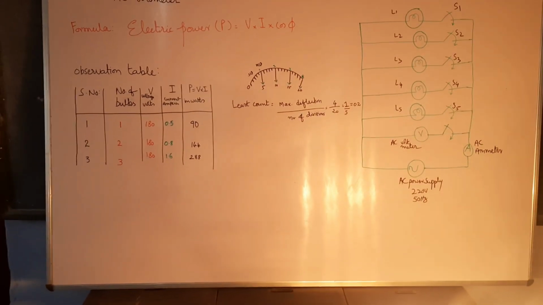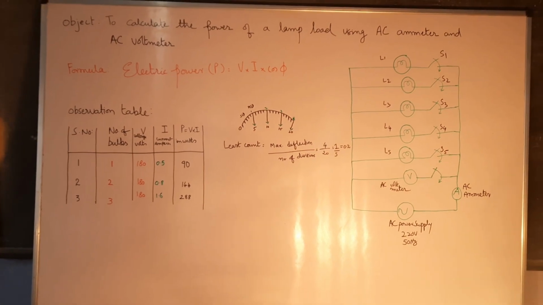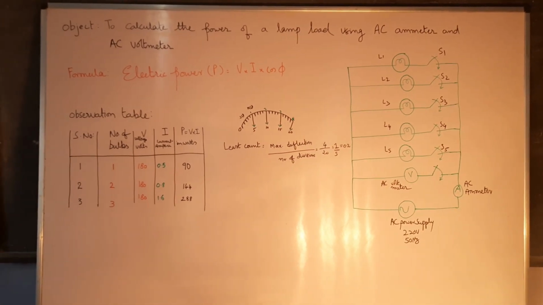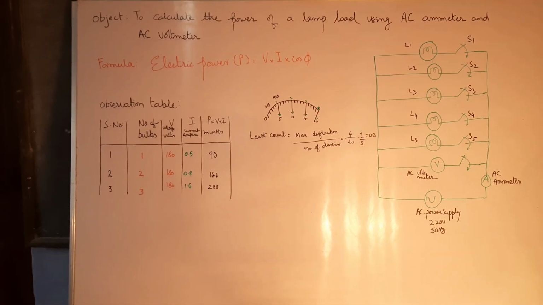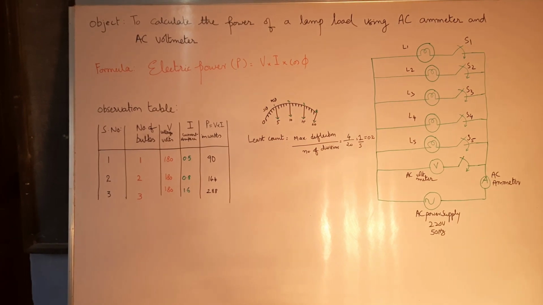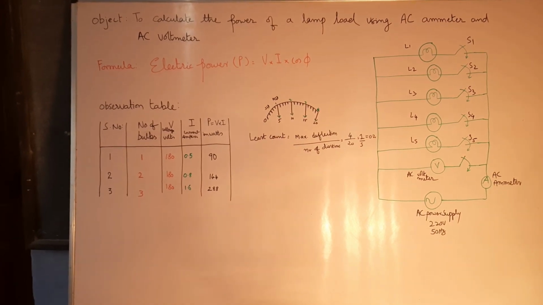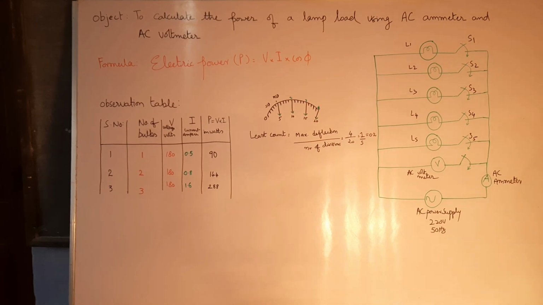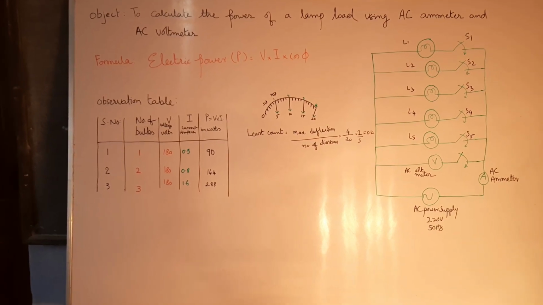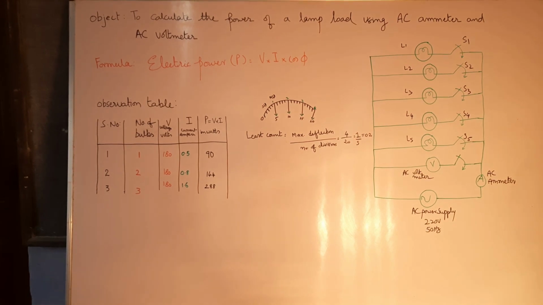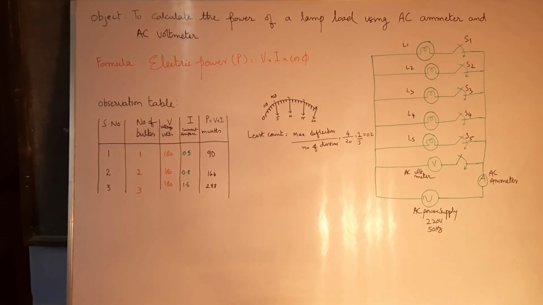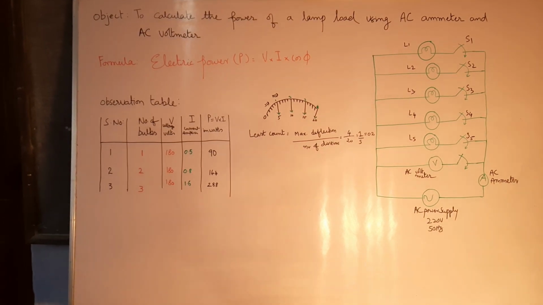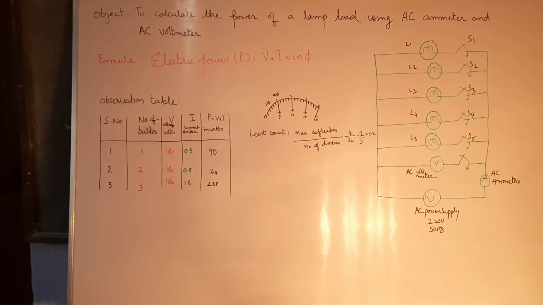In front of you, you are seeing the table where we have marked the values. In the first column you are seeing the number of bulbs, in the second the voltage noted, and in the third the current flowing corresponding to that reading, and finally power. So we have taken 3 sets of readings where we are using 1 bulb, 2 bulbs and 3 bulbs. So when you increase the number of bulbs, the value of voltage will remain almost constant, but the value of current will gradually increase with the number of bulbs.